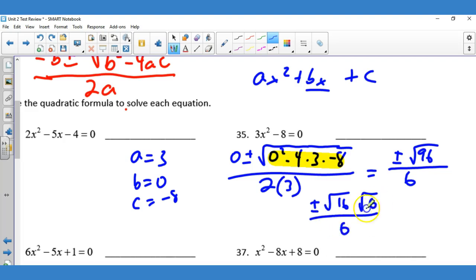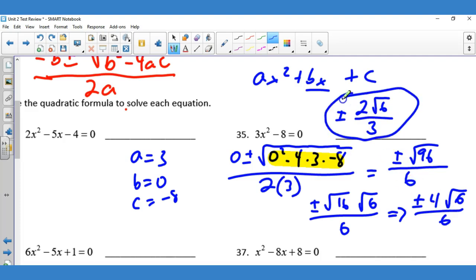Now, I know you're tempted to go, oh, I can cancel that out. No, you can't. This is the radical of 6, and that's a whole number 6, so you can't cancel it off. Anyway, the square root of 16 is 4, and the square root of 6 all over 6. Now, we can reduce these two. When we reduce those two, we're going to get plus or minus 2 radical 6 all over 3. Both of those are divisible by 2. So there is your final solution for 35.